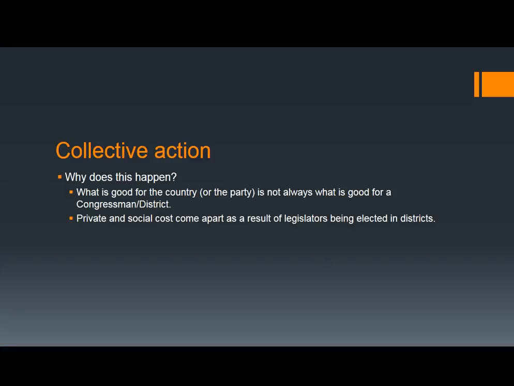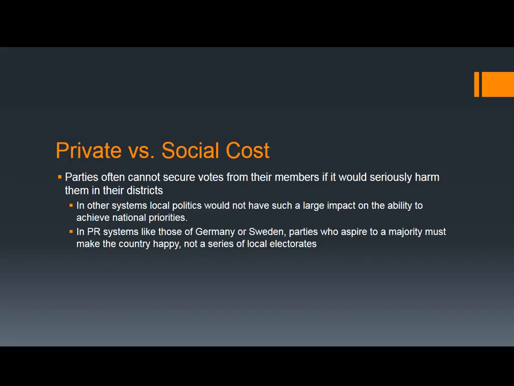This is a classic collective action problem because the private cost and the social cost of the vote from the congressman are not the same. Why? Because legislators are elected in districts. It's not the case, for instance, that voters vote for a party in a single national district. No, they vote for representatives in small, discrete, individual districts. So parties often cannot secure votes from their members if it would seriously harm them in their districts.